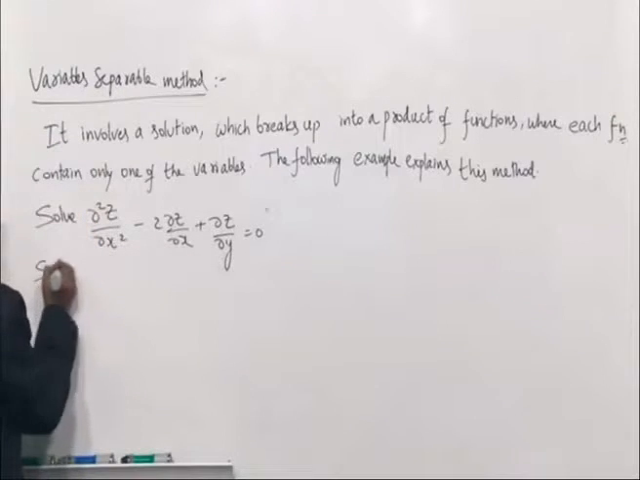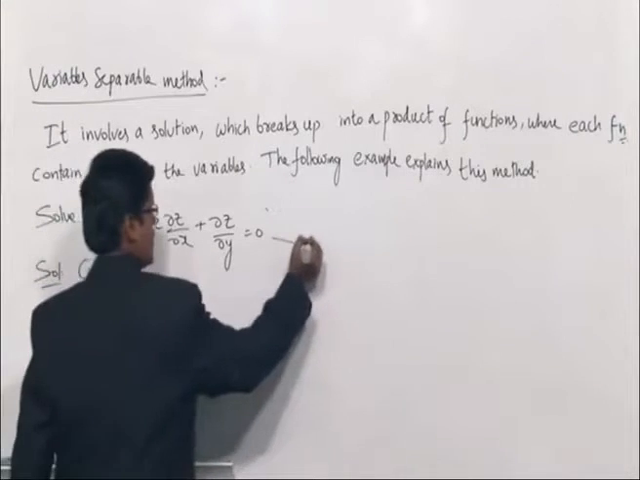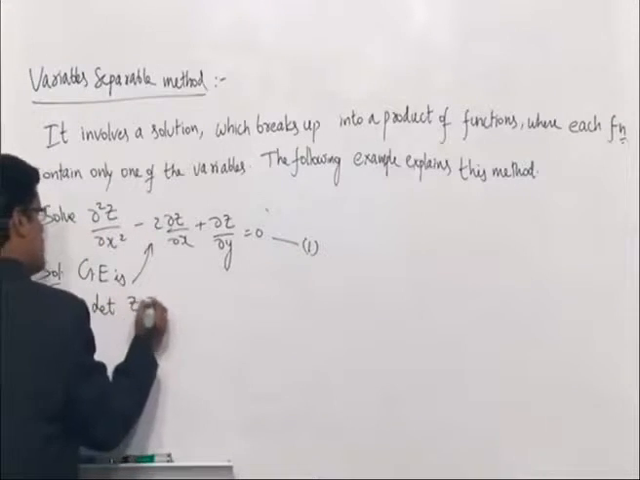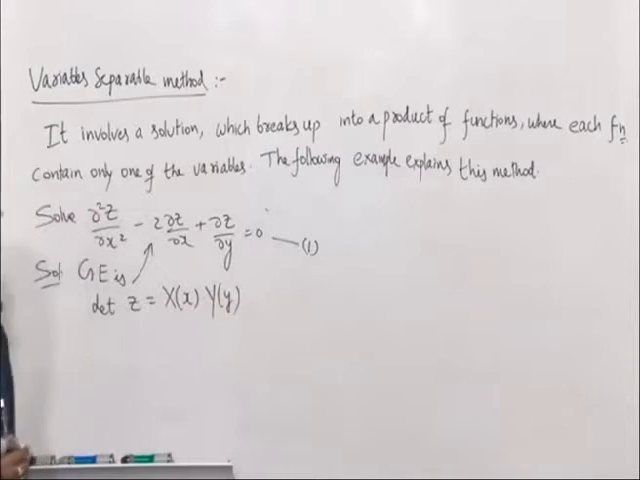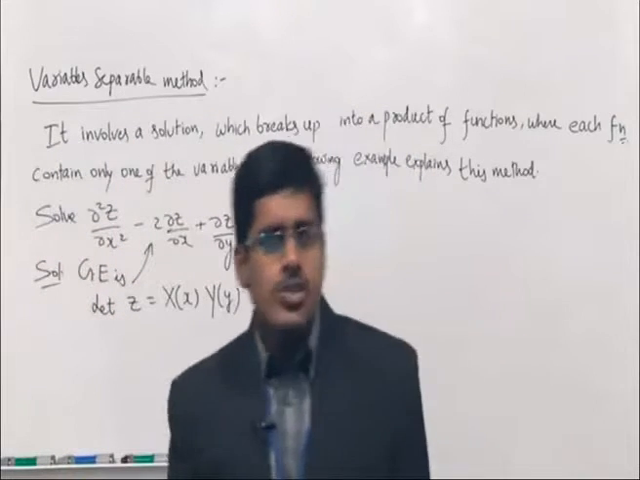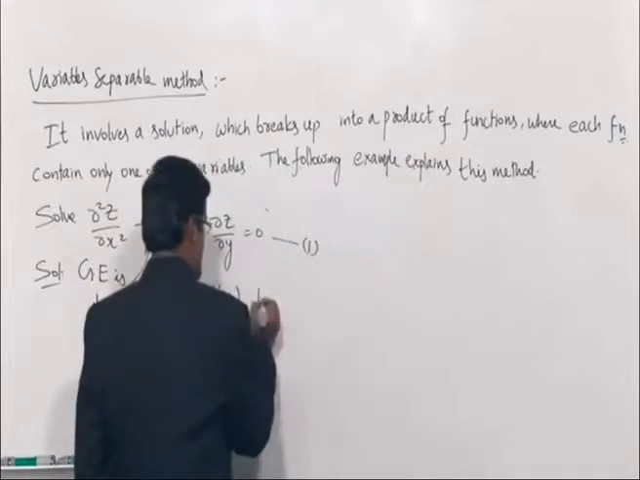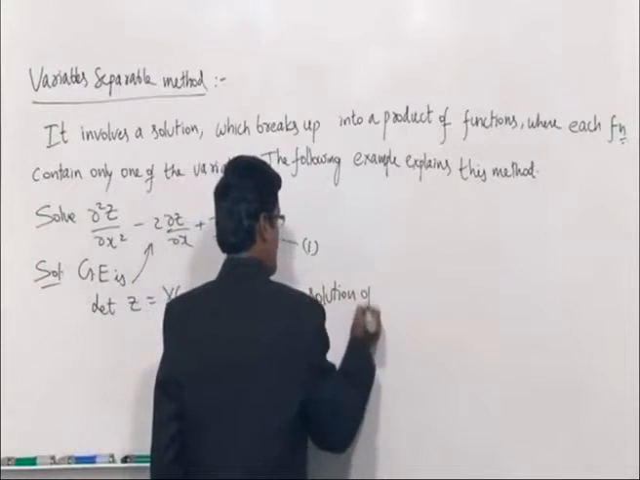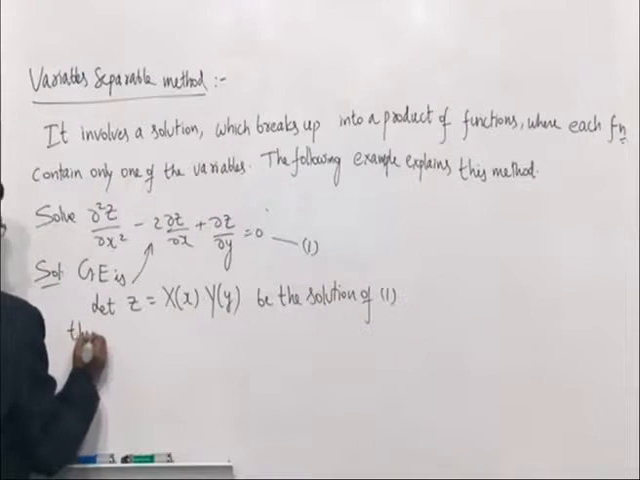So first of all, the given PDE is equation 1. You start with the solution z equal to a product of functions. Here the independent variables are x and y. The x function I have denoted by capital X of x and the y function by capital Y of y, so it is a product of x terms alone and y terms alone. Let this be the solution of 1.